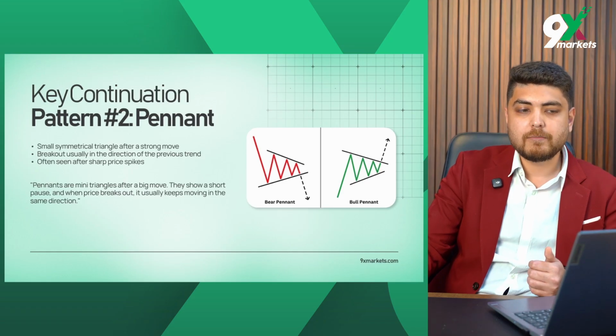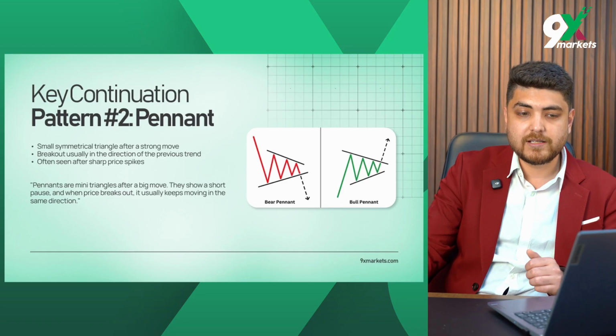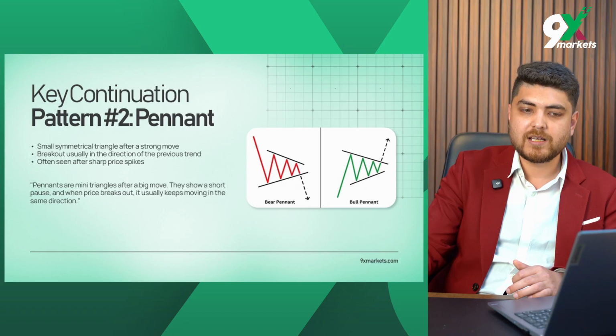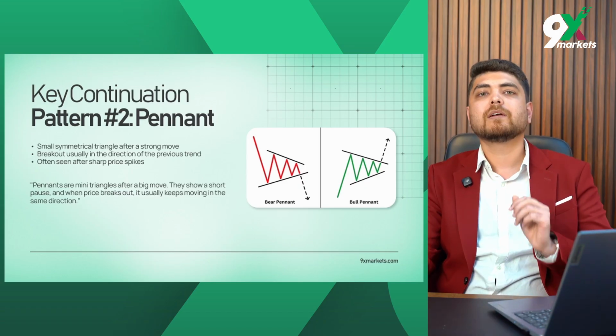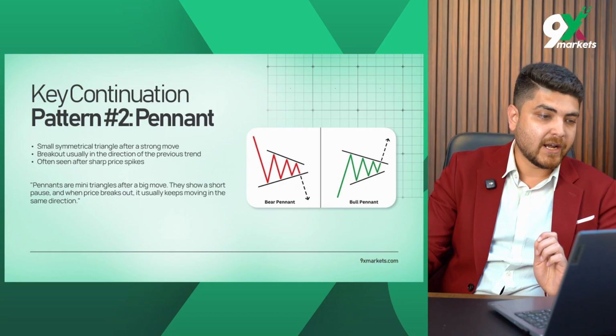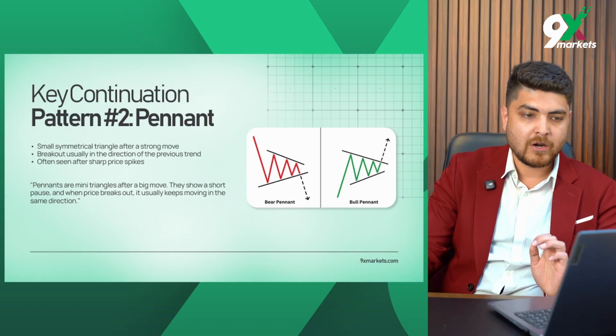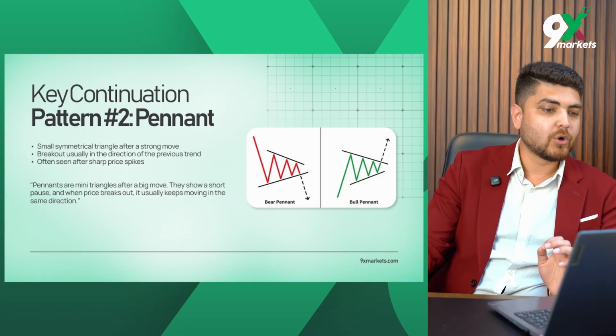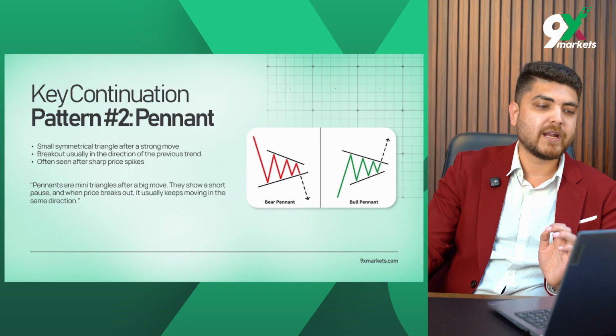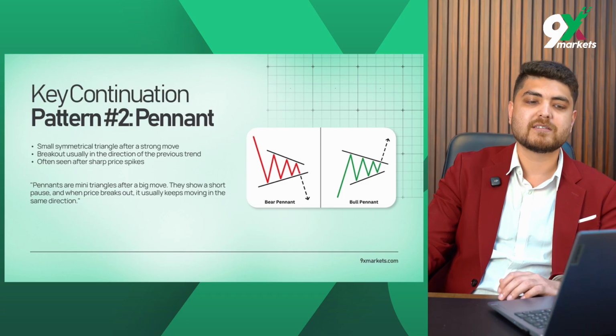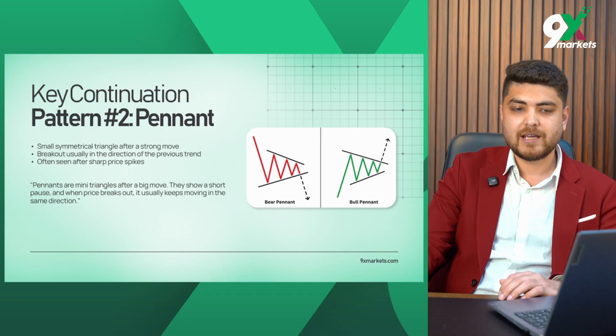So you see how sharply the price dropped down, or in this case gone up, and suddenly a consolidation phase came up where the pattern just formed itself, and suddenly you see a spike where the market is continuing the trend direction. Pennants are mini triangles after a big move. So this is the big move, and these are the triangles. They show a short pause, and when price breaks out, it usually keeps moving in the same direction.